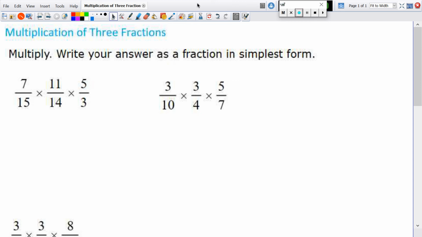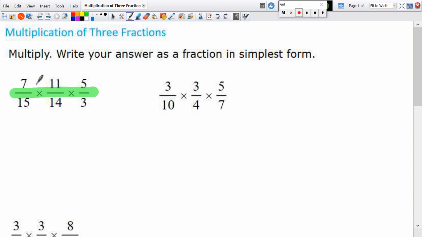When multiplying more than two fractions, I treat it the same as if I'm multiplying two fractions. When you're multiplying fractions, you go straight across. So my first step is to make a long fraction bar separating the numerator and the denominator.